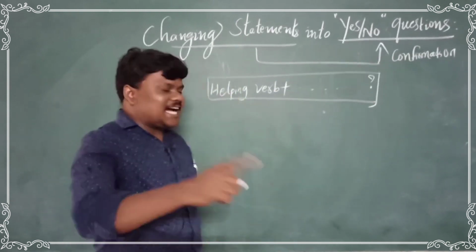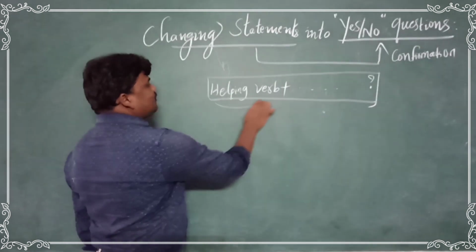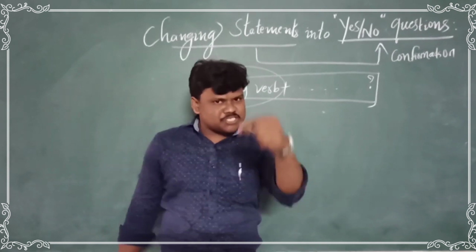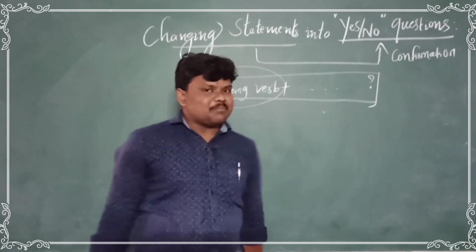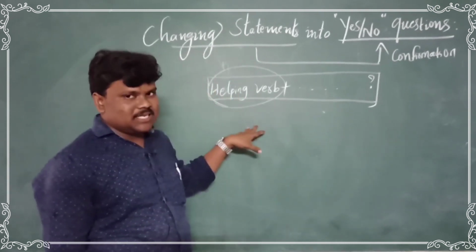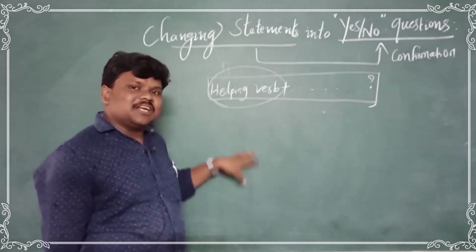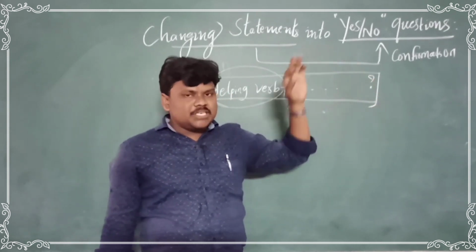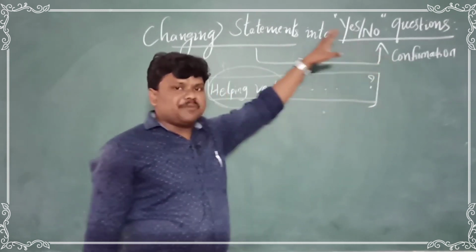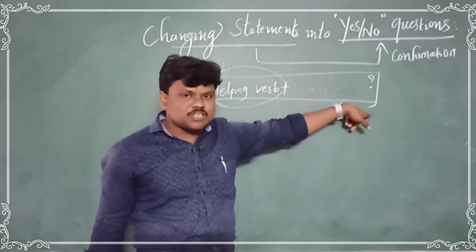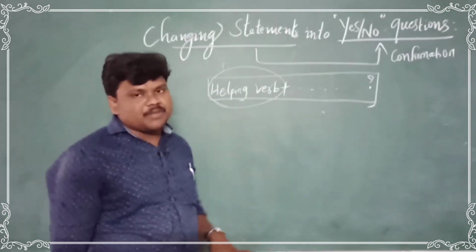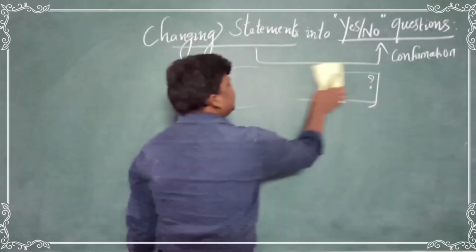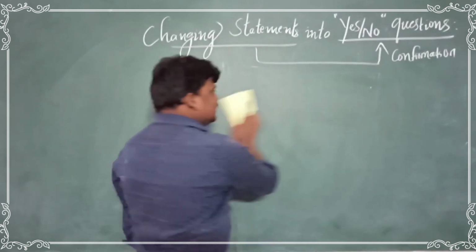As I already told you, yes or no questions always start with a helping verb. We must know the helping verbs. Let me teach you what helping verbs are and how many there are. Helping verbs are very, very important. If a sentence starts with a helping verb and ends with a question mark, undoubtedly it is a yes or no question. Before changing statements into yes or no questions, let us know what helping verbs are. Let me tell you how to remember helping verbs easily.